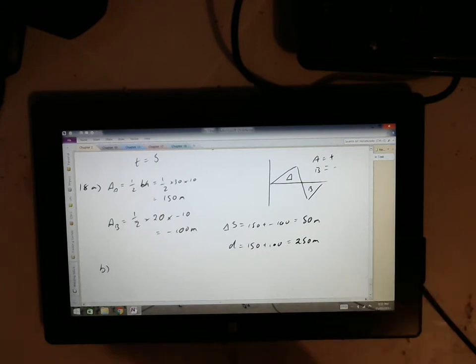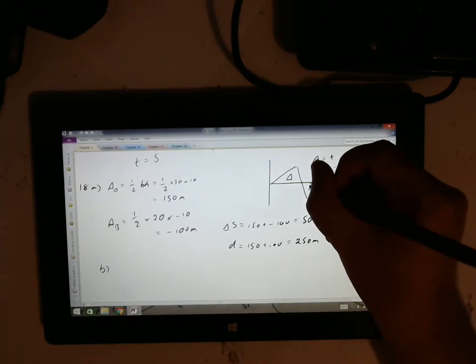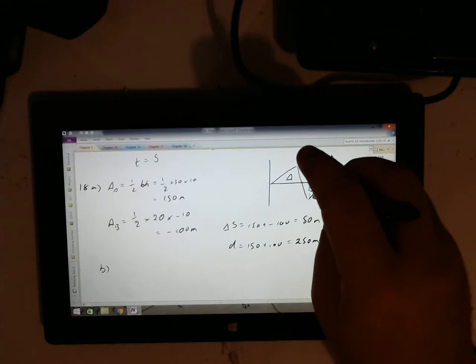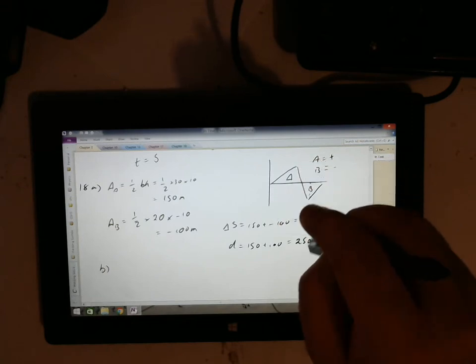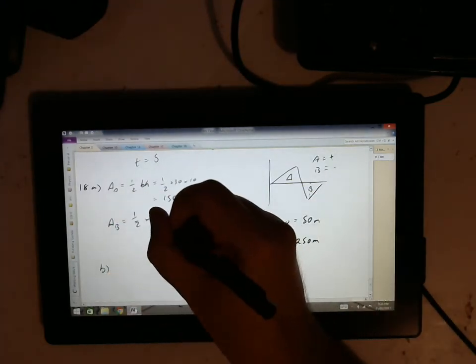Oh, they want after 40 seconds. That's where I went wrong. Sorry, so if I read the question right, travelled after 40 seconds. So this second bit here, that is wrong. So I only need half of that because the triangle is the same both sides. It's going to be a base of 10, vertical of 10, so that's going to be 10 there instead.